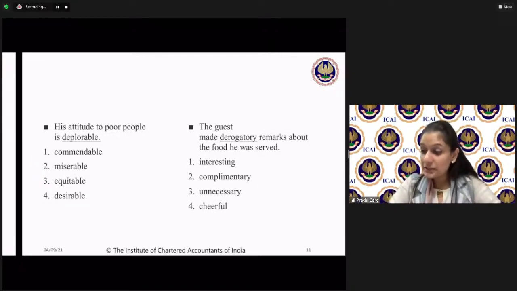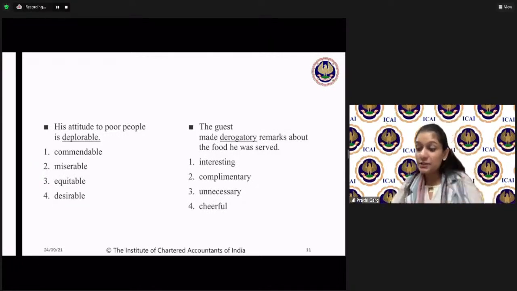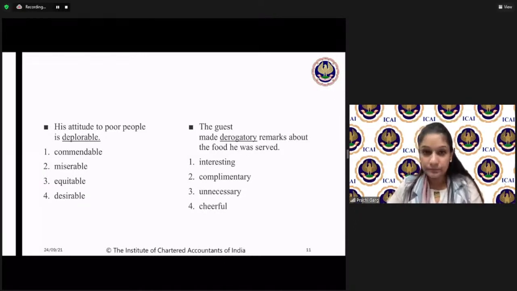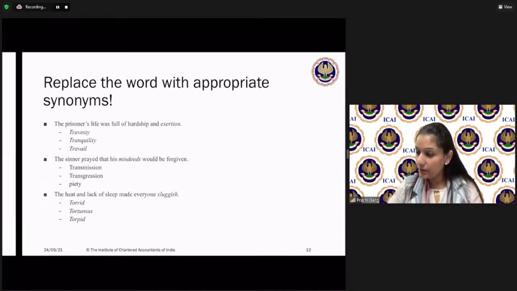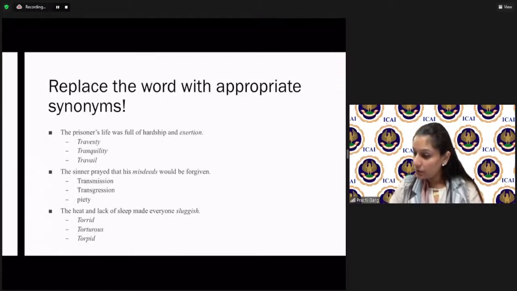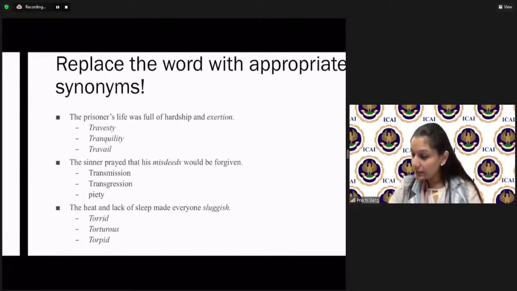The answer for the next is: his attitude to poor people is deplorable, it's commendable. The guest made derogatory remarks about the food he was served, complimentary. Okay, now you have to find the synonym for the word which are in italics.